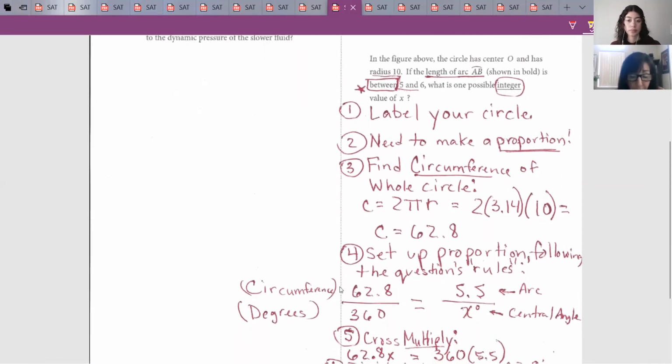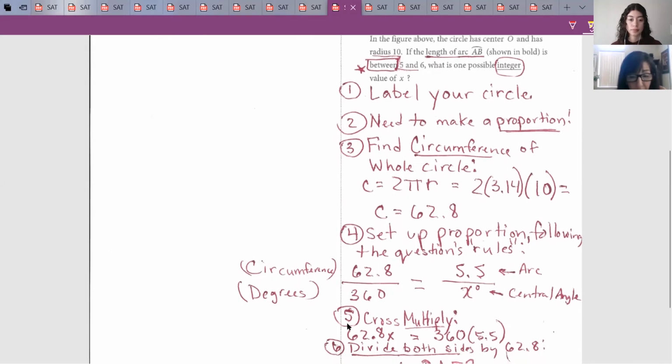Proportion. So the circumference of the whole circle over the number of degrees of the whole circle is equal to the portion of the circle that they labeled somewhere between 5 and 6. So I just chose 5.5 over the number of degrees of that angle that's represented by the arc. So notice we've got equal things that we're comparing: circumference, degrees of the whole circle, portion of the circle, number of degrees.